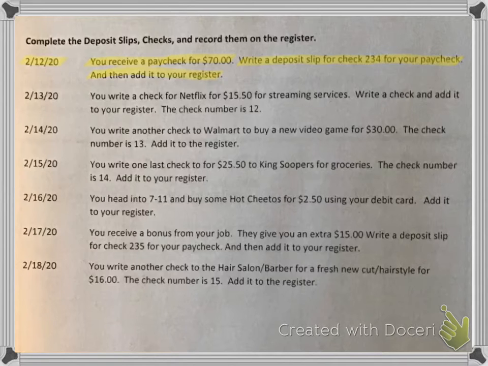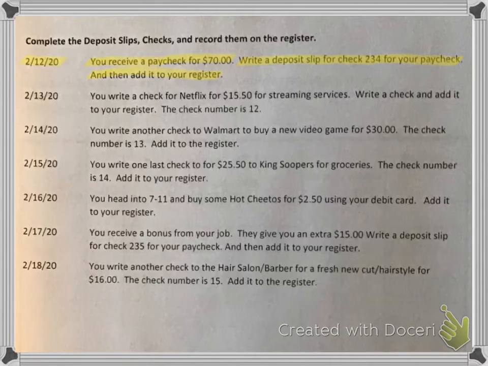On our first line of our homework last week, we said that on February 12th, we received a paycheck for $70. We're going to write a deposit slip. The $70 check had a number on it. That was check number 234. It was for our paycheck. And then we're going to add it to our register, but that'll be another video. This time we're just going to look at how to write a deposit slip.